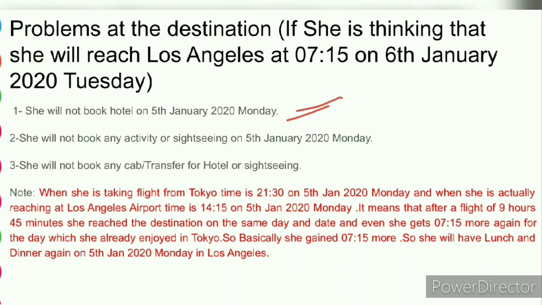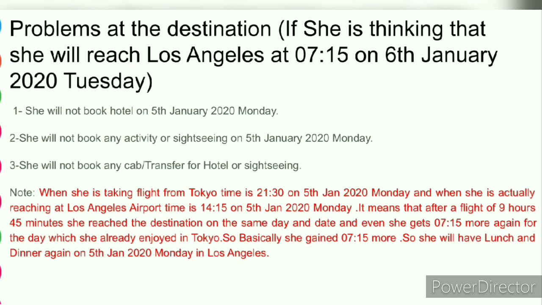She might not get tickets for activities or any event. All the tickets might be sold out. She won't get a cab service at the time of arrival, because in foreign countries you have to book all these things in advance, so that there won't be any problem. If she gets a cab at arrival, she might have to pay extra charges. So these are the problems that will panic her at the destination.